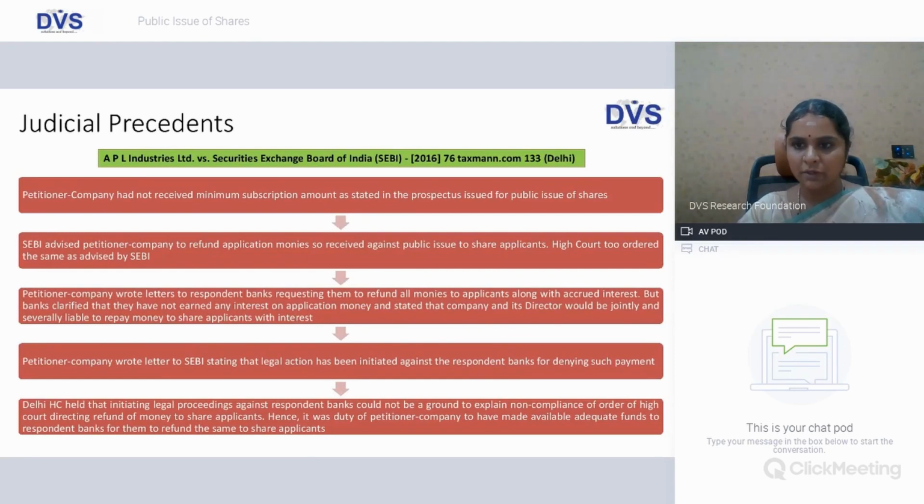So the petitioner company wrote a letter to SEBI stating that legal action had been initiated against the respondent bank for making such payment. However, the Delhi High Court held that impending legal proceedings could be there with the respondent bank, but it is the obligation of the company to ensure that the necessary amount is made available and refund warrants are issued to the applicants. They cannot have an excuse stating that there is some legal proceeding with the respondent bank, post which the amount will be settled. The amount has to be settled within the time frame as indicated in the provisions.